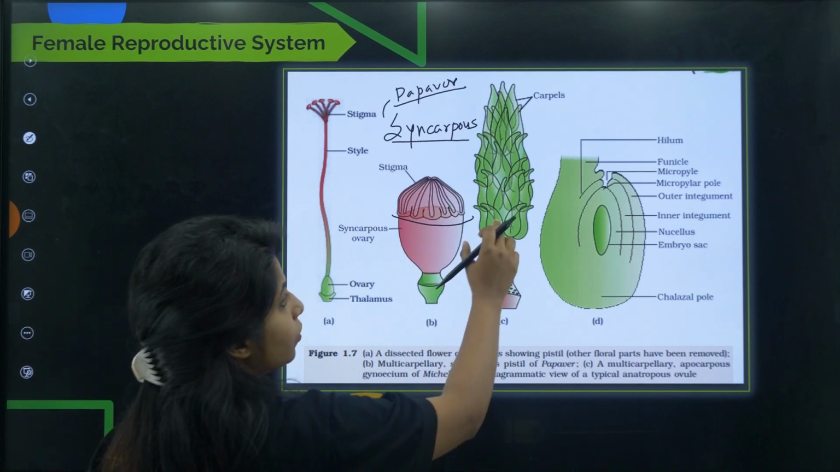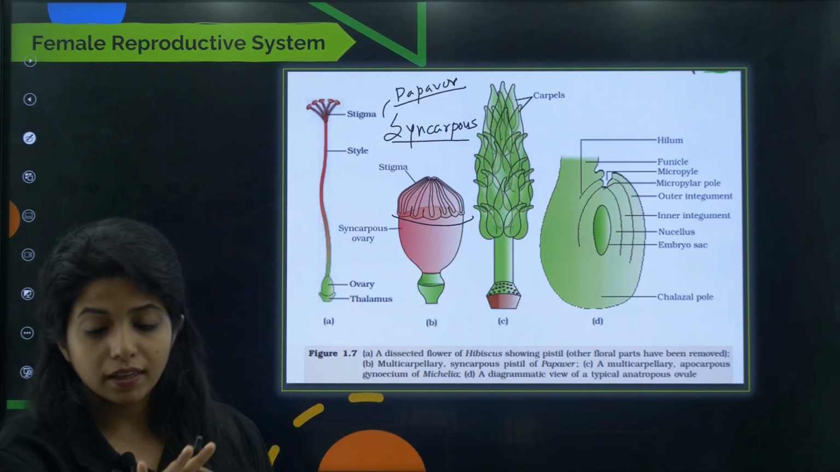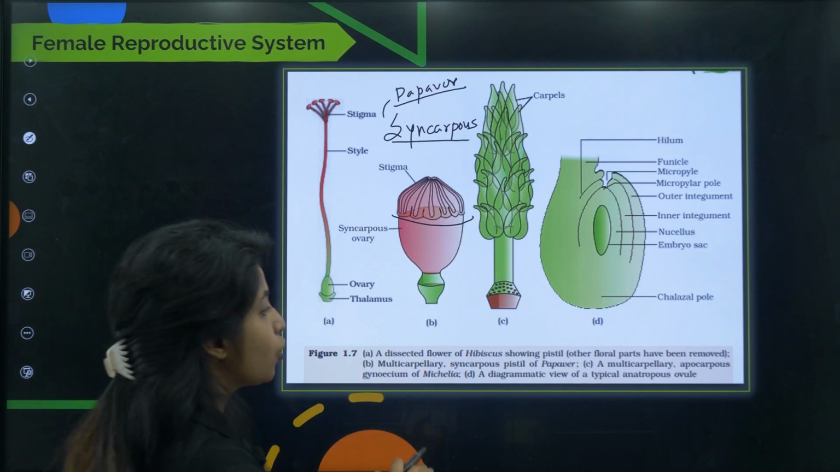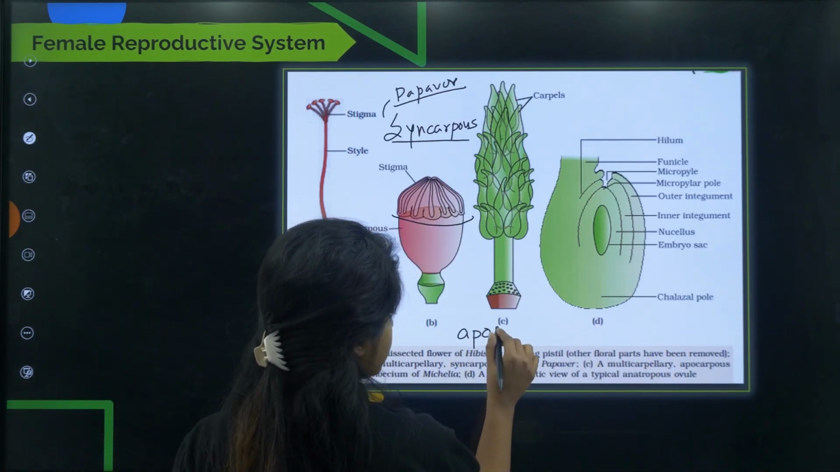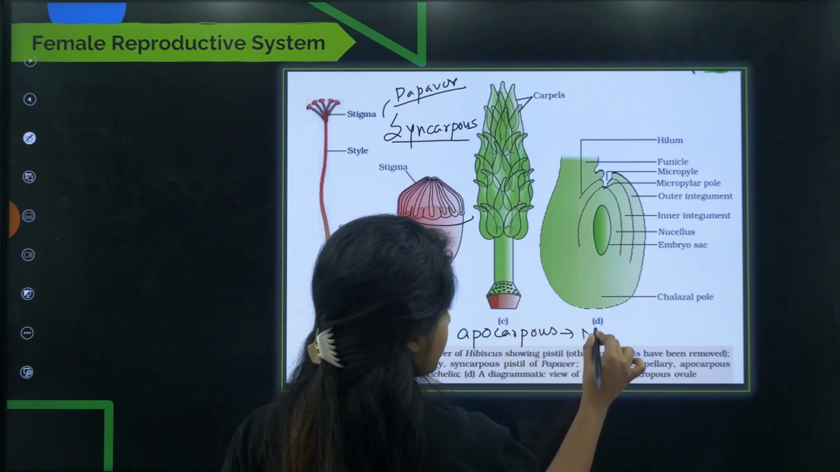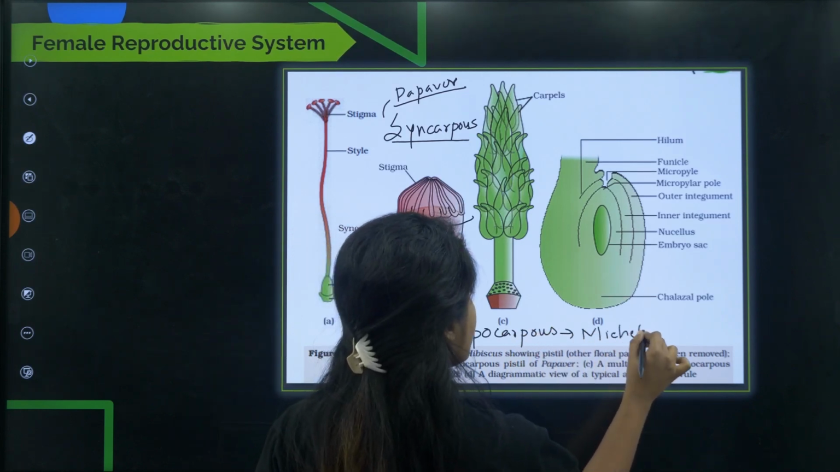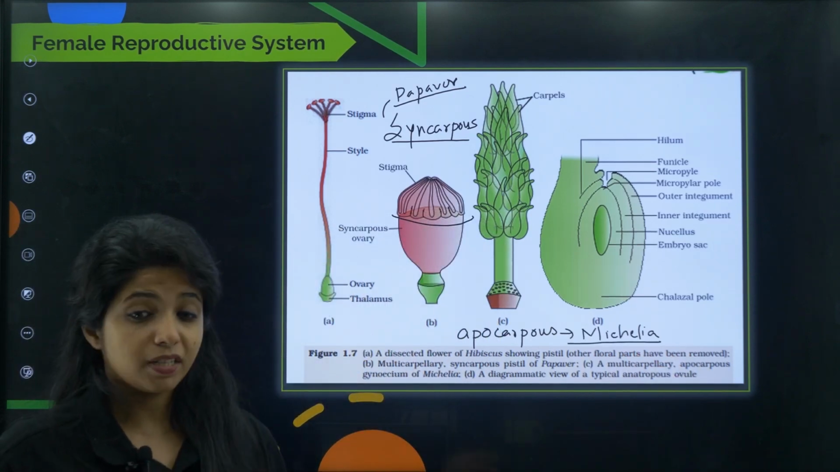On the other hand, over here you see this is one carpel, this is second. All of them are not fused. They are separate. They are free. You call this condition apocarpous. And what is the example? Your best friend, Michelia. You can remember it like that. Michelia is your best friend. That is apocarpous, separate carpels.